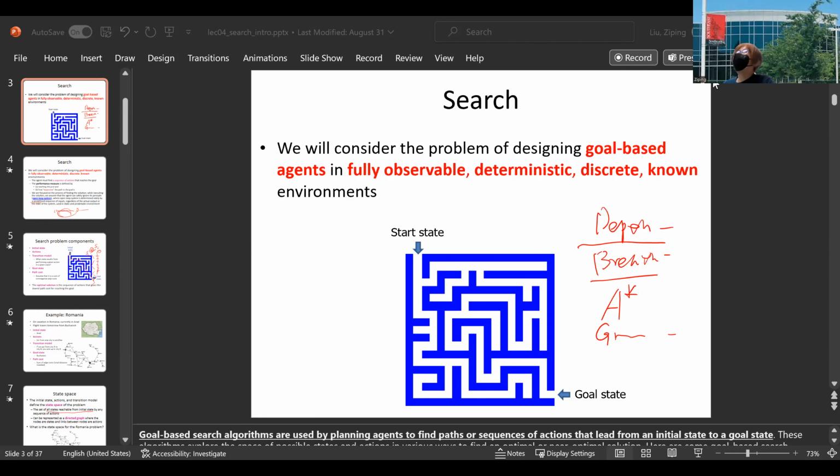And last class, we discussed, if you recall, when we discussed the search, we said we consider the frontier and explore that. Okay, so this is a quick review of the last class.